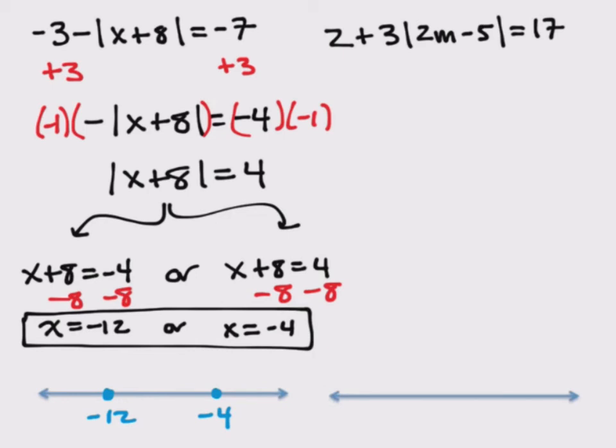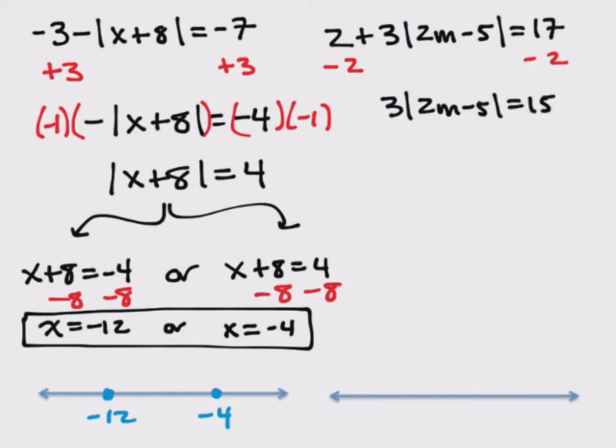All right, looking at our second example, of course, once again, we need to do whatever it is we can in order to end up with just the absolute value of 2m minus 5 equals some number. We've got to isolate our absolute value. That is our first goal. All right, let's do it. I think the first thing we're going to need to do is subtract 2 from both sides. This yields us 3 times the absolute value of 2m minus 5 is equal to 15.